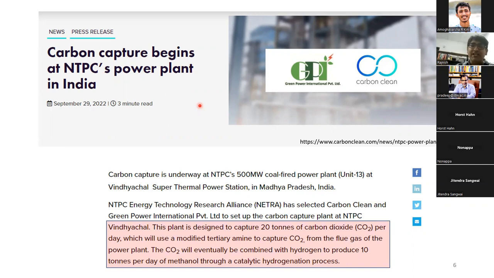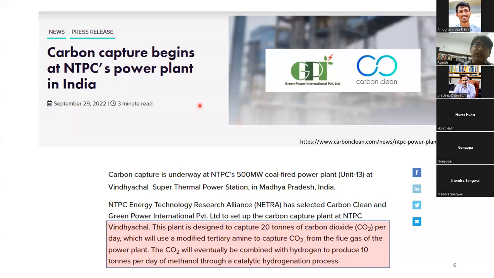And the idea, which they have not implemented yet, the idea is to basically capture this CO2, mix it with hydrogen to produce 10 tons per day of methanol, a plant similar to what I showed you in the first slide. So that second plant has not come yet. Right now, they are only trying to learn from the CO2 capture part of it.